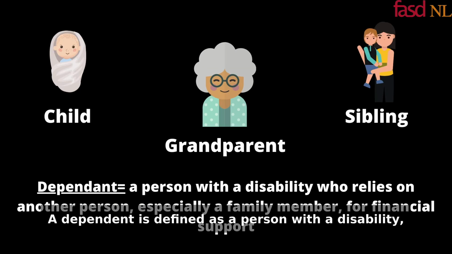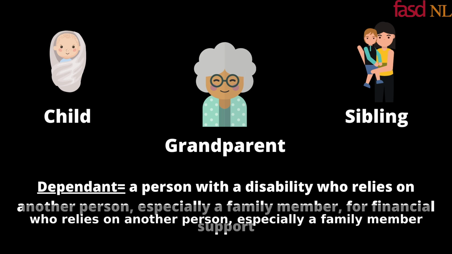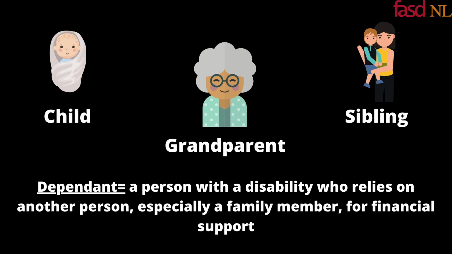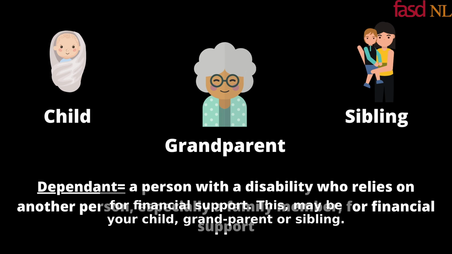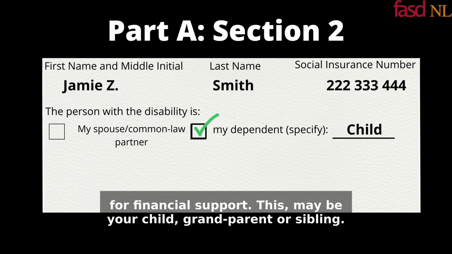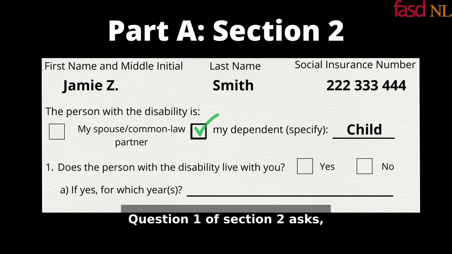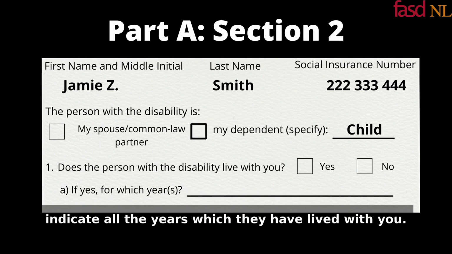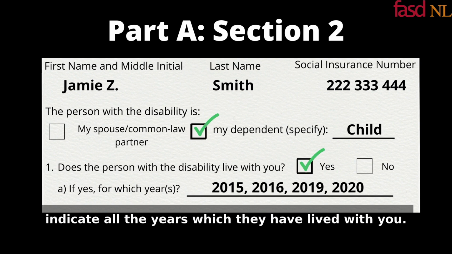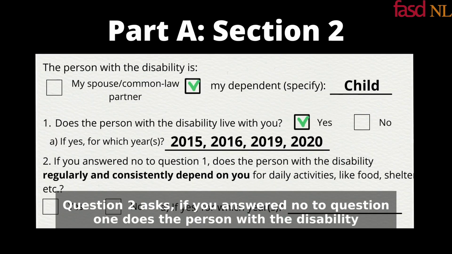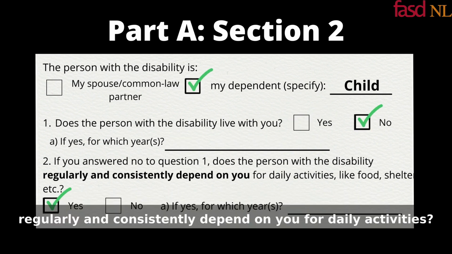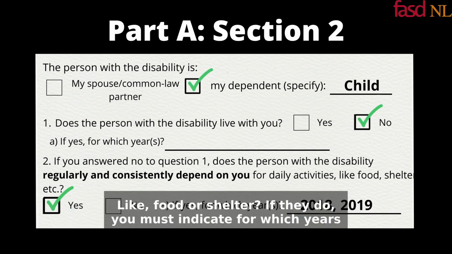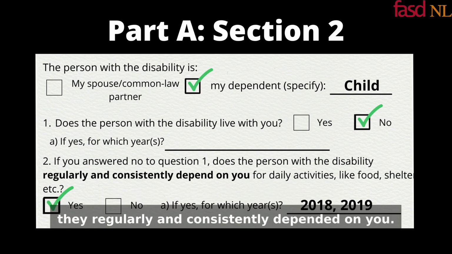A dependent is defined as a person with a disability who relies on another person, especially a family member, for financial support. This may be your child, grandparent, or sibling. Question 1 of Section 2 asks, does the person with the disability live with you? If they do or have lived with you, indicate all the years which they have lived with you. Question 2 asks, if you answered no to Question 1, does the person with the disability regularly and consistently depend on you for daily activities, like food or shelter? If they do, you must indicate for which years they regularly and consistently depended on you.